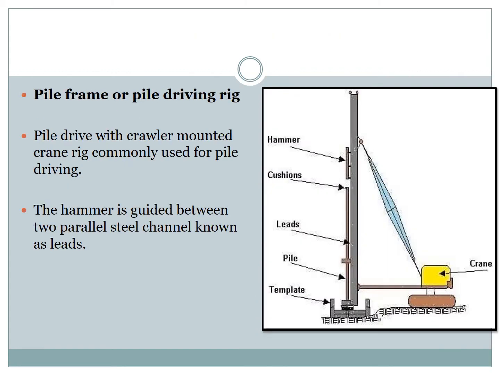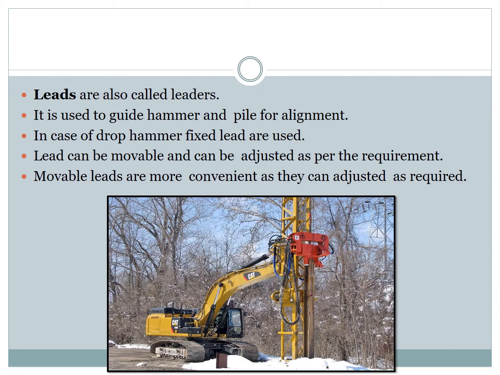First, the pile frame or pile driving rig. A pile driver with a crawler mounted crane rig is commonly used for pile driving, and the hammer is guided between two parallel steel channels. Leads are also called leaders, and they are used for guiding the hammer and for pile alignment. They can be fixed or movable. Movable leads are more convenient as they can be adjusted as required, and the fixed lead is used only for a light load or for a drop hammer.